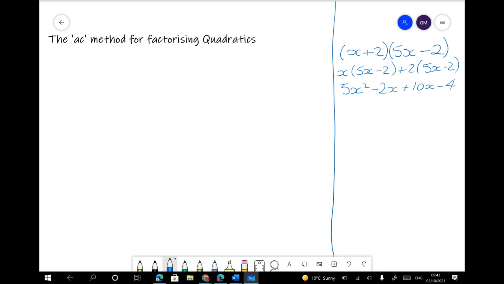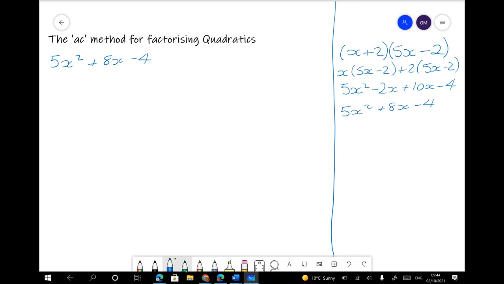So now I can tidy that up by combining these two middle terms in terms of x, and I get 5x squared plus 8x minus 4. So that's how I would multiply out a pair of brackets. What the AC method lets us do is work this in reverse. So I'm actually now going to start with my answer from here, which is 5x squared plus 8x minus 4.